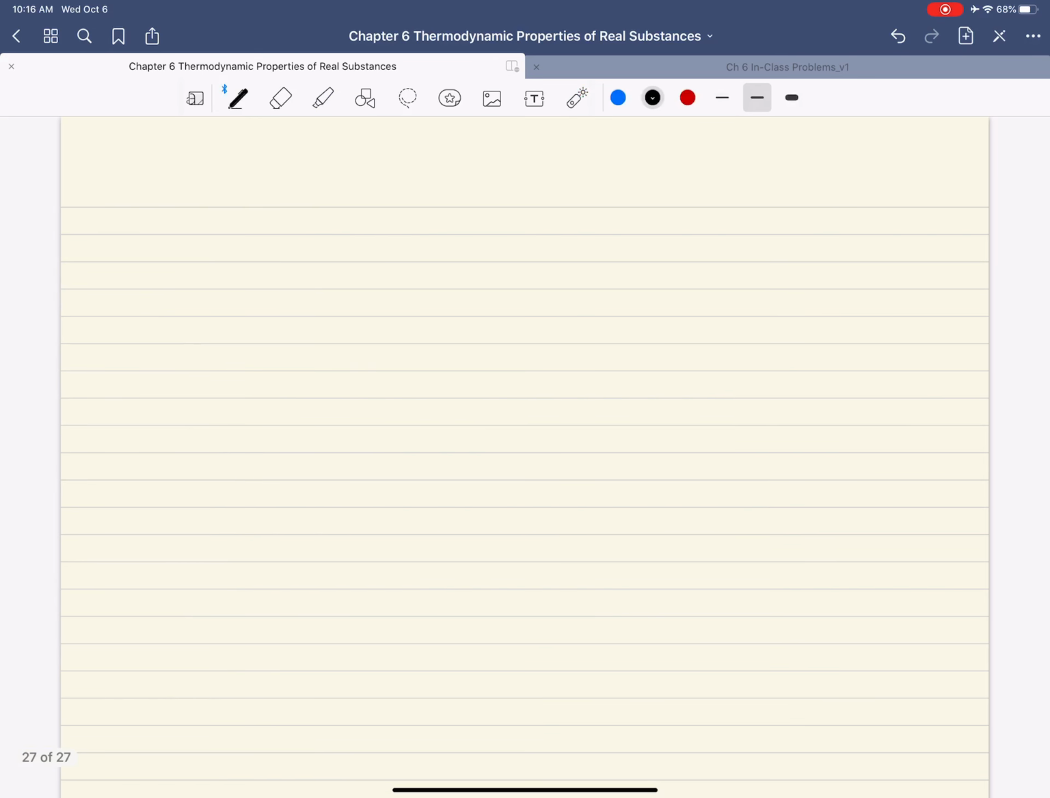So what we're going to do, so from the problem, we know info about volume, molar volume, or volume in general. We could calculate the molar volume by just taking the regular volume and dividing it by moles. Okay? So we know those pieces of information.